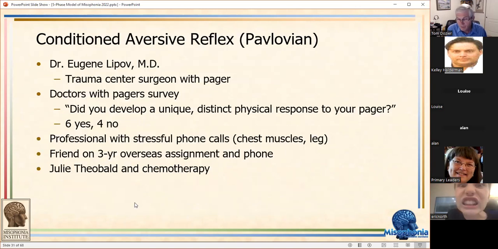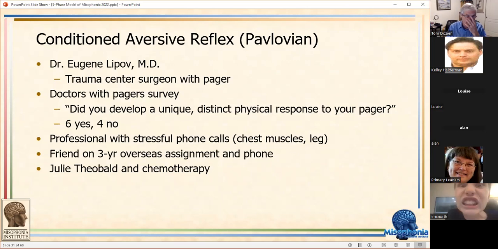Conditioned reflexes are very common in this world that we live in. Dr. Lipoff was a trauma center surgeon, and that was his first job. And as a trauma center surgeon, he got a pager, old school, right? And so with the pager, when the hospital needs you, and a trauma center is always gruesome, the pager goes beep, beep, beep. And the doctor calls in and says, okay, I can be there in 3 minutes or 5 minutes.